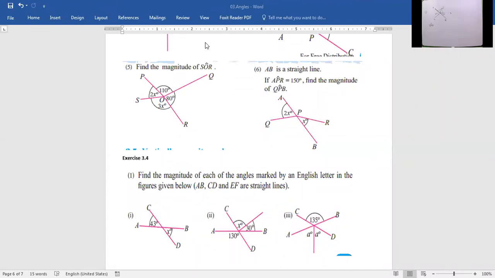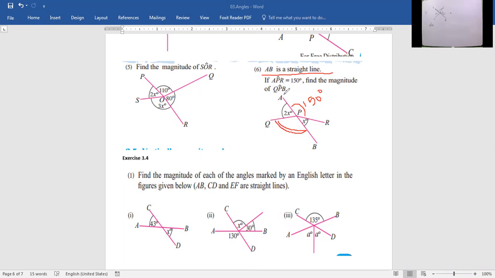Right, let's do the sixth one. In the sixth one, they are saying that AB is a straight angle, and if ABR is 150, so this is the ABR, and they are saying that it's 150. And find the magnitude of QPB, this one. So you have to find this angle.